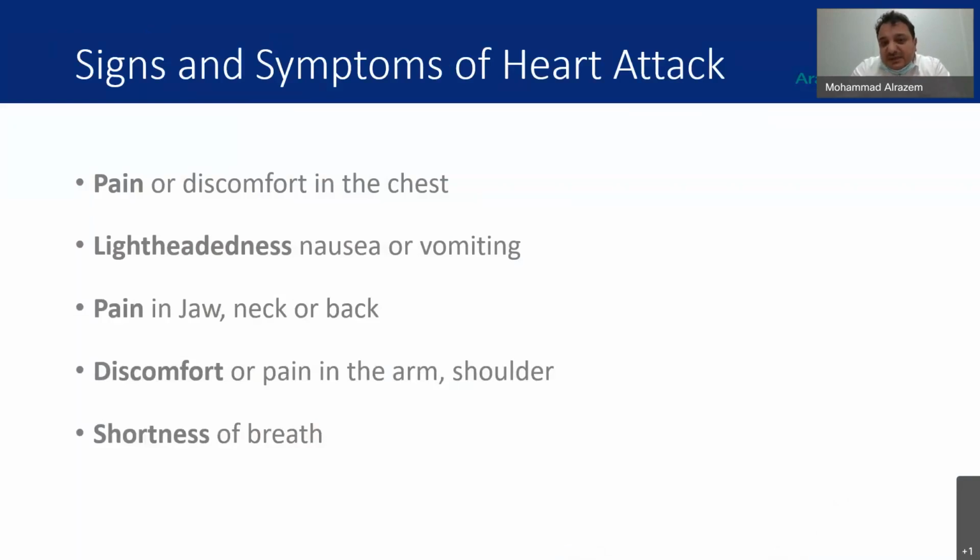In ladies, mostly they have additional signs and symptoms. They have what they call gastric pain. The upper stomach will be very painful and feel like indigestion. She cannot breathe properly, and she has real pain in the stomach. This is considered one of the significant signs of heart attack in ladies.